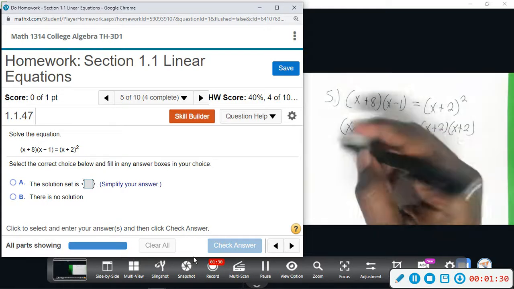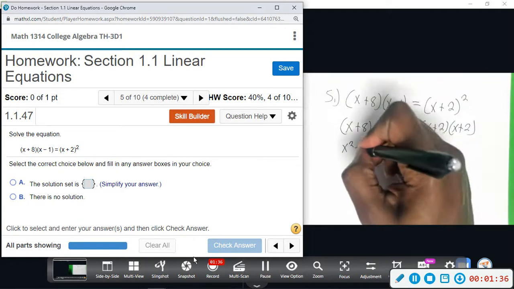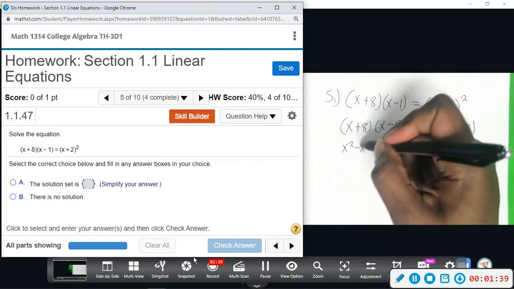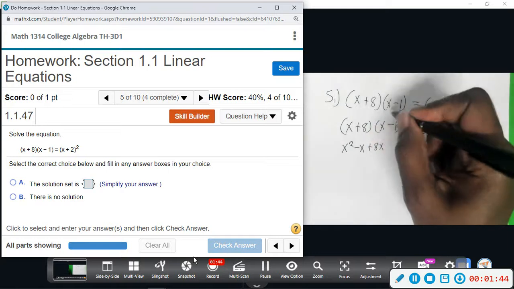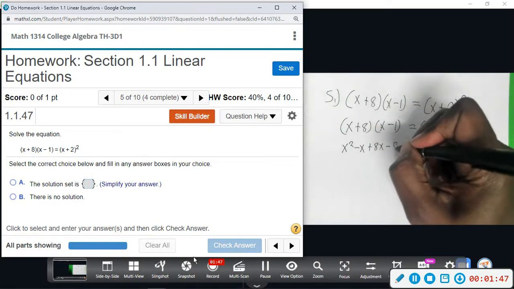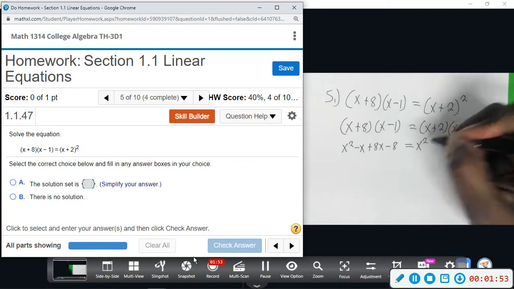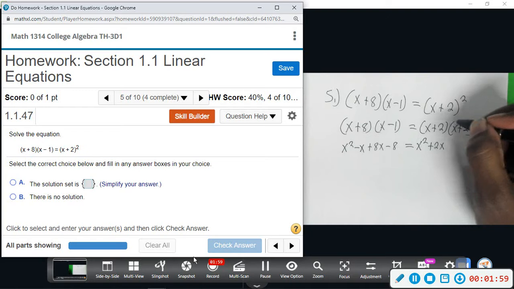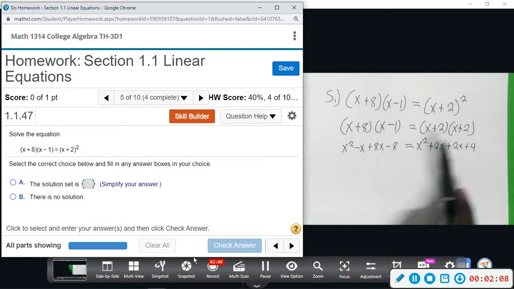So x times x, x squared, x times a negative 1, negative x, negative 1x, 1 is understood, 8 times x, positive 8x, 8 times negative 1, negative 8. On the other side, x times x gives us x squared, x times 2, positive 2x, 2 times x, positive 2x, 2 times 2, positive 4. So, if you just do that little squaring part, you're going to miss out on these middle terms.